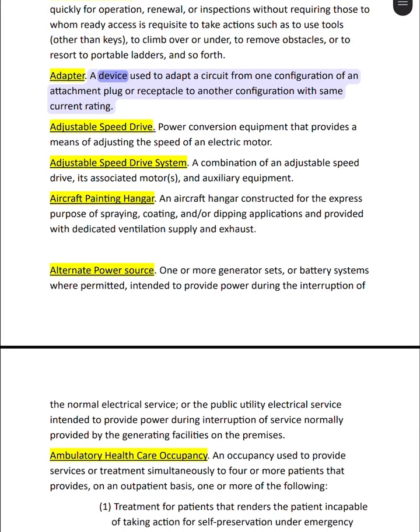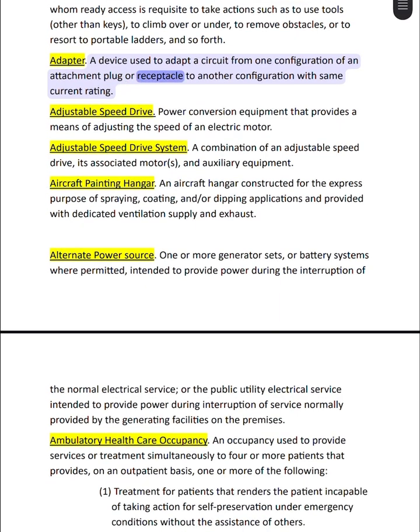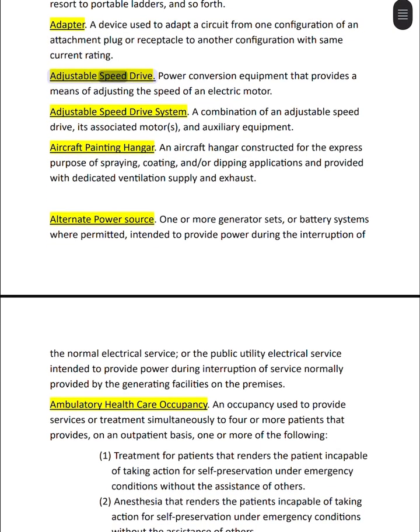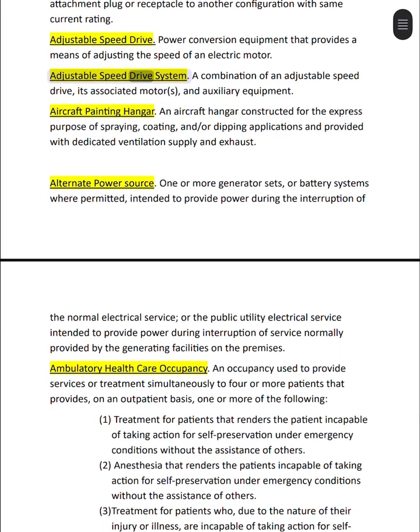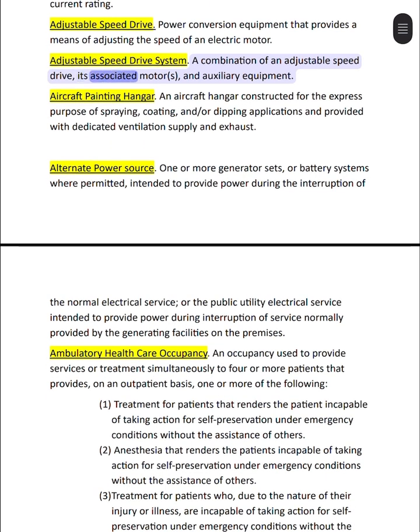Adapter: a device used to adapt a circuit from one configuration of an attachment plug or receptacle to another configuration with the same current rating. Adjustable speed drive: power conversion equipment that provides a means of adjusting the speed of an electric motor. Adjustable speed drive system: a combination of an adjustable speed drive, its associated motor(s), and auxiliary equipment.